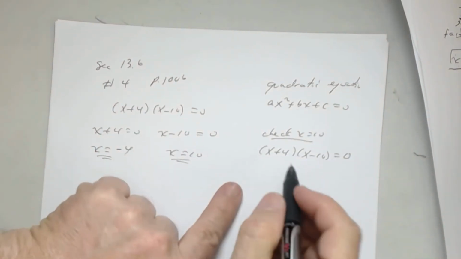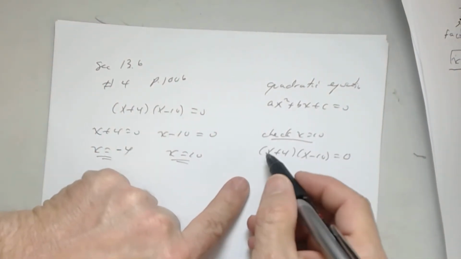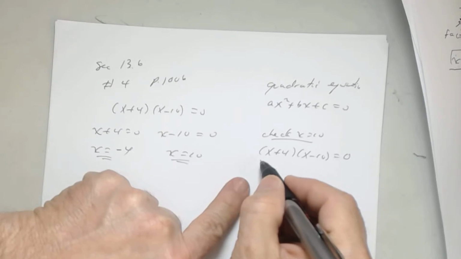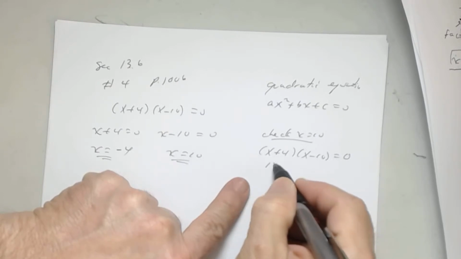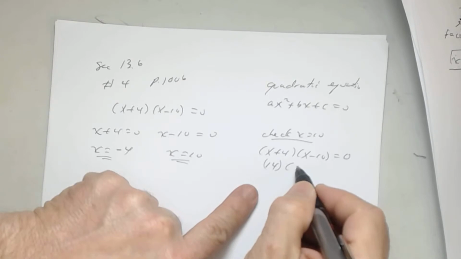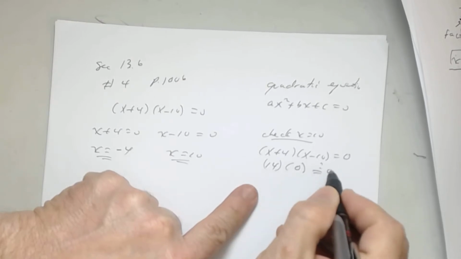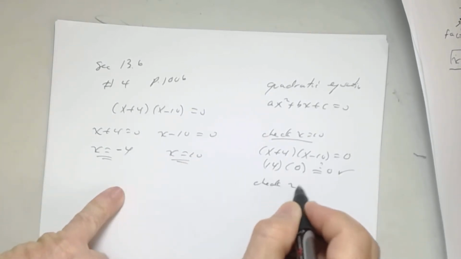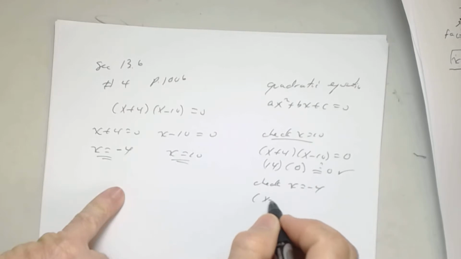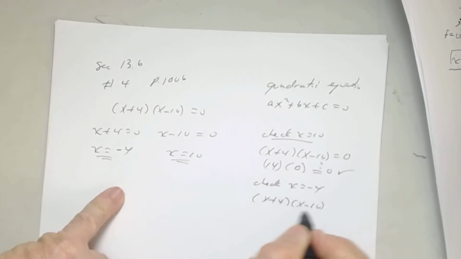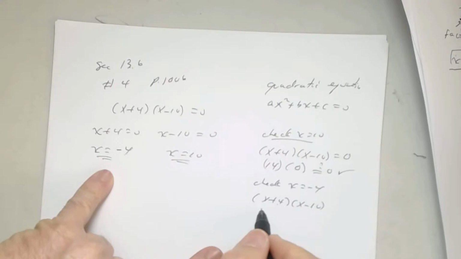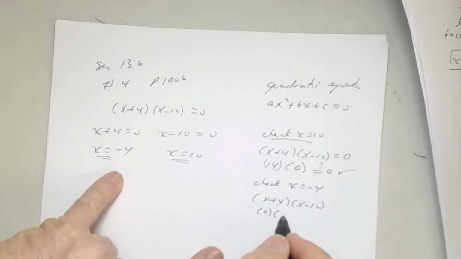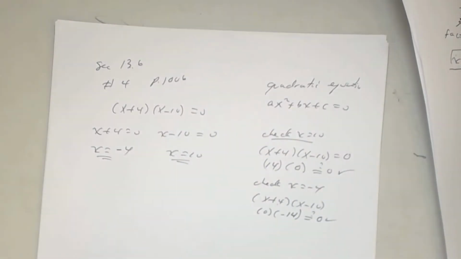All right, so let's check 10. So where we see the variable x, I'll plug in 10. What's 10 plus 4? What's 10 minus 10? Is that product equal to 0? Yes. Let's check -4. What's negative 4 plus 4? What's negative 4 and a negative 10? Negative 14, right? Is that product equal to 0? Yes. So there's your two solutions.